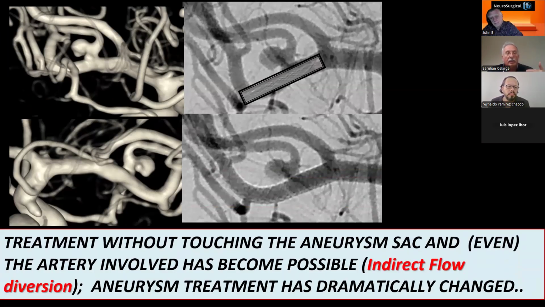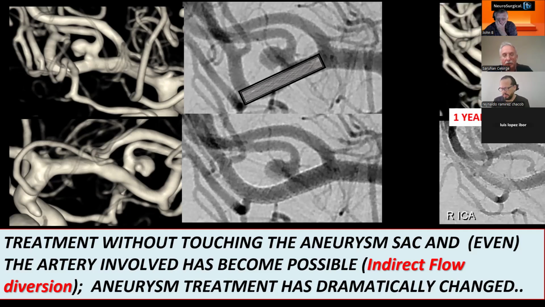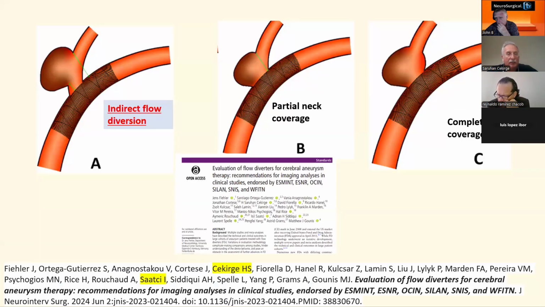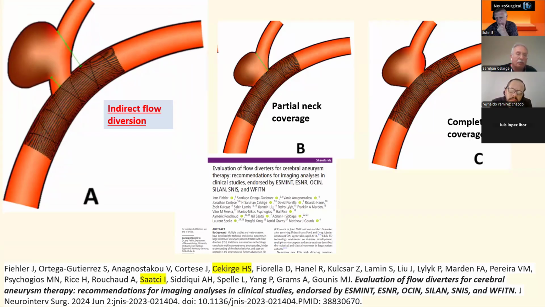So this treatment has really dramatically changed aneurysm treatment. It just changes and modifies the flow from a remote flow diversion. And actually, with Jan Fihler, we described that in a different paper. And there are ways of doing flow diversion. This is how we do the indirect flow diversion. There is a parent artery, but you're treating the aneurysm from a secondary parent artery.